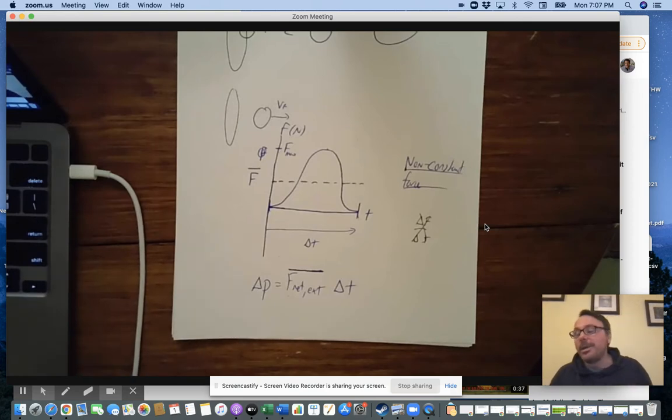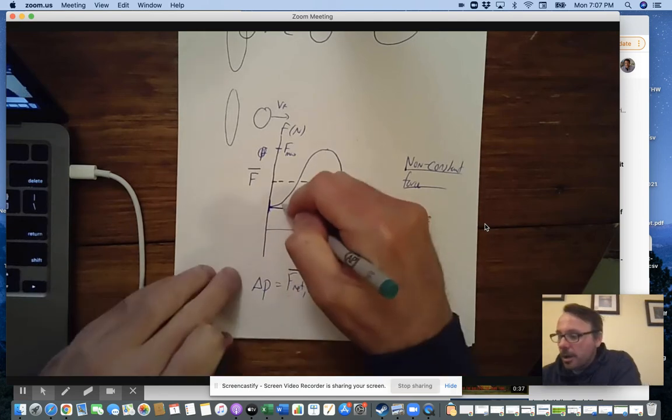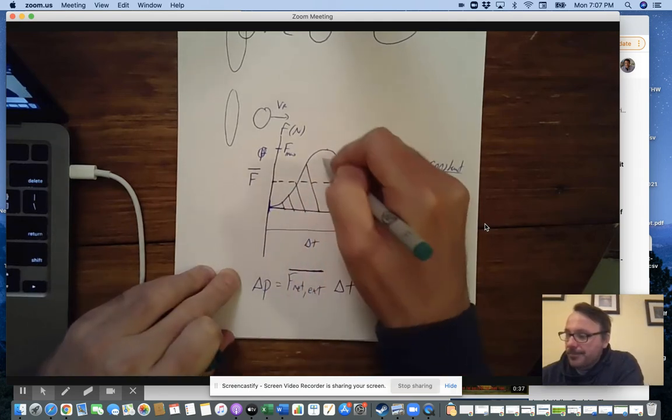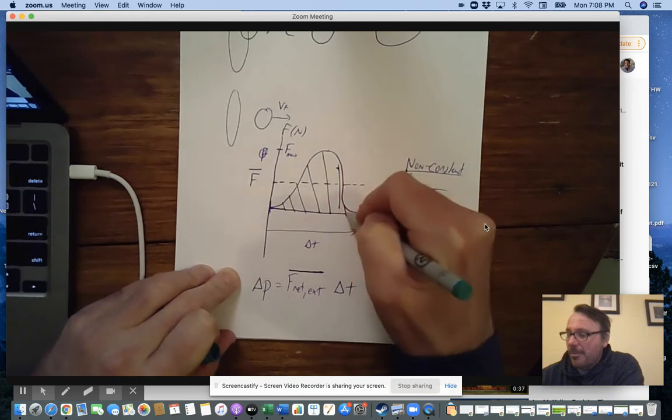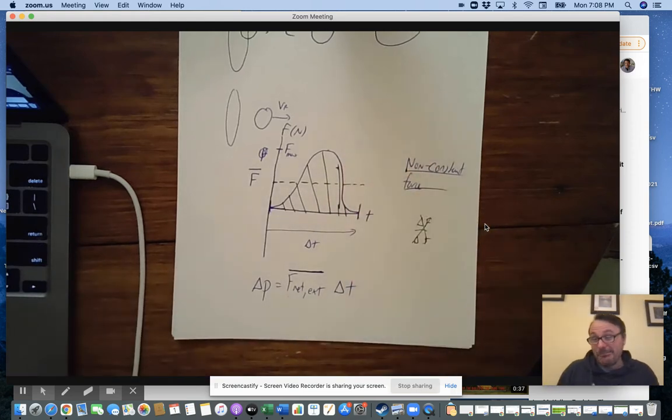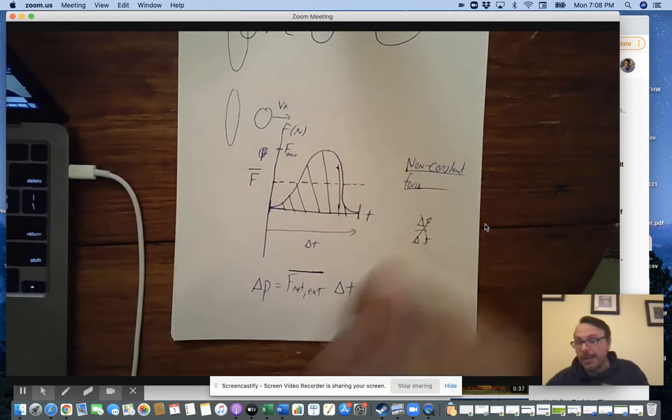Hopefully you remember when we did velocity versus time graphs, we found that the area from the trend to the time axis was the change in the object's velocity. Well, here, I can do the same thing. I can talk about this area. Now, the problem is we can't find that area. That area is not doable because of this weird shape.